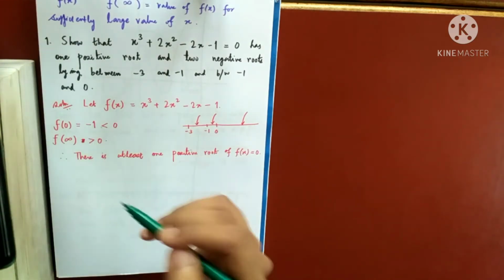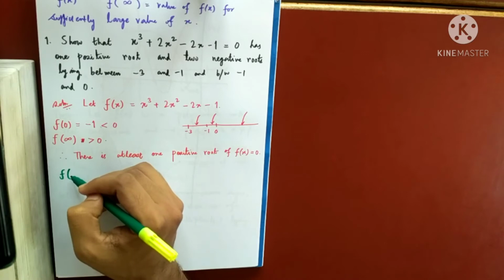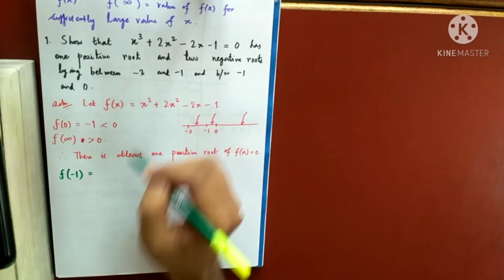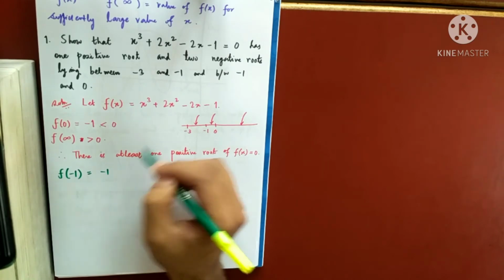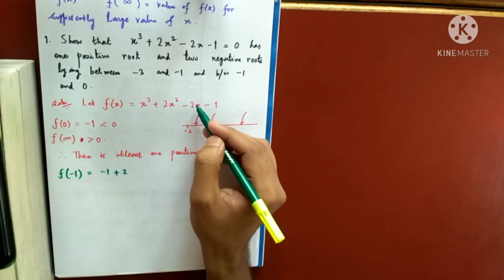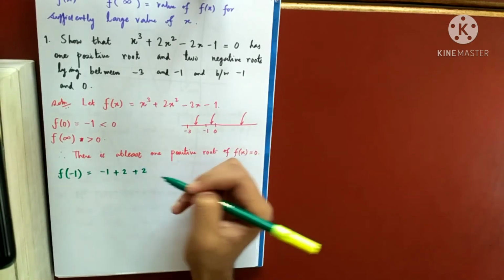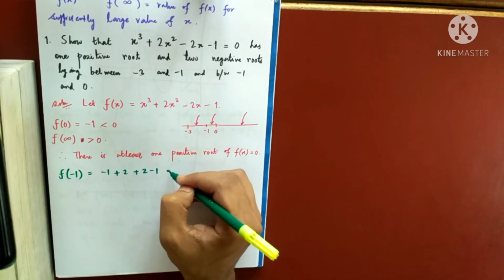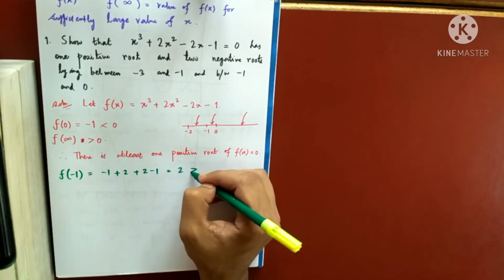So f of 0 is less than 0. Let's compute f of minus 1. What is f of minus 1? Minus 1 cube is minus 1. Minus 1 square is 1, 1 into 2 is 2. Minus 2 into minus 1 is 2, and minus 1. What am I getting? I am getting 2, which is positive.